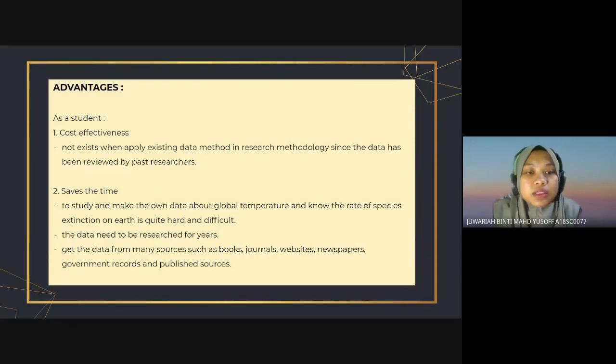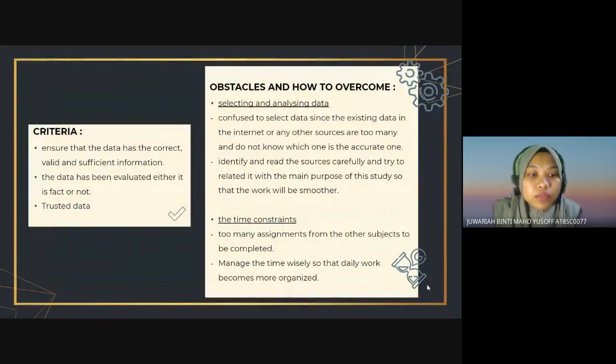The advantages of this method are, as a student, first, the costs do not exist since the data has been reviewed by past researchers. Second, it can save time. So the student can just get the data from many sources such as books, journals, websites, newspapers, and published sources. So the first criteria to select the data is, of course, trusted data.